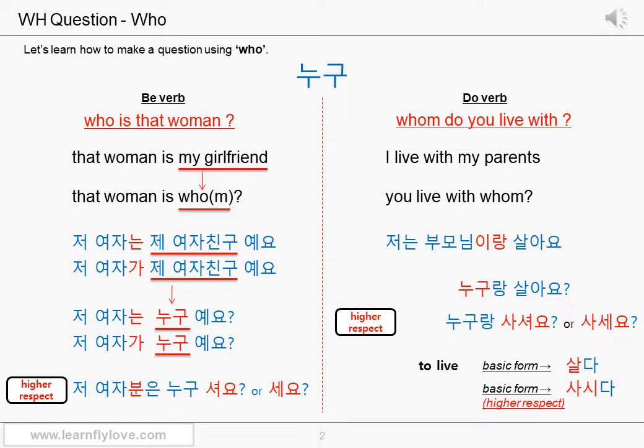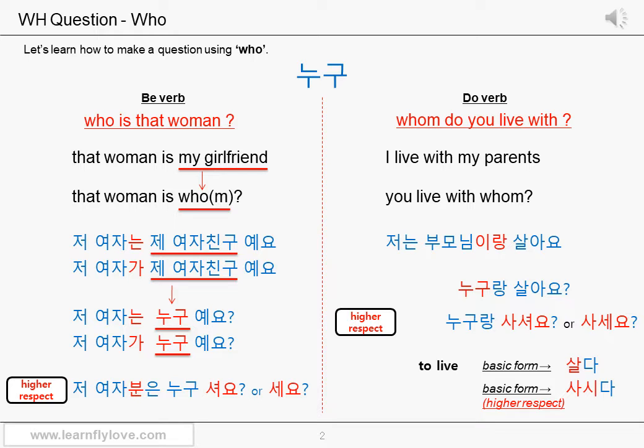Then let's make a higher respect form. If you add 분 to the subject woman, it would sound more polite. It's always recommended to use a higher respect form for the third person that you don't know very well. It will make you sound like such a polite person. And use the higher respect form of the predicate 이에요, 예요. It's 이셔요, 셔요, or 이세요, 세요. We explained well about this in lesson 5 part 2.